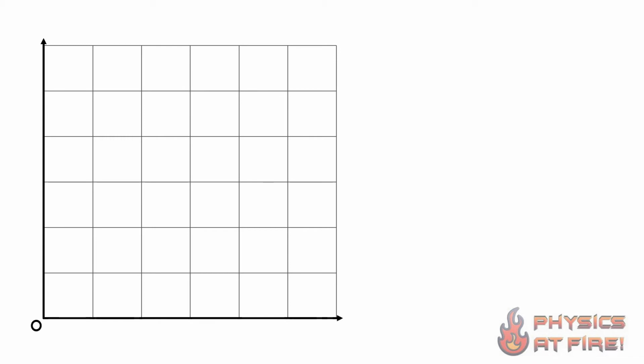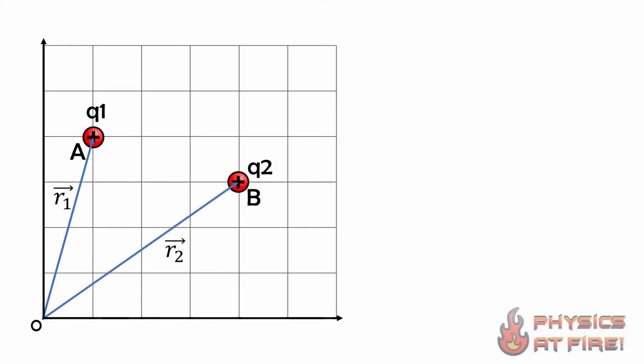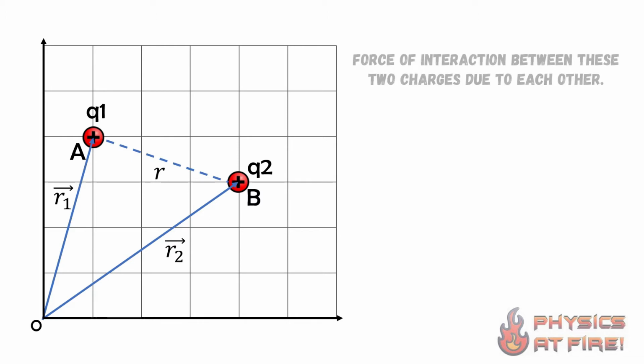To understand better, let's study in graphical form. Let's suppose two positive test point charges Q1 and Q2 at positions A and B, and for their position vectors, let's suppose R1 vector for A and R2 vector for B from the origin, and let the separation between them be R. We have to find the force of interaction between these two charges due to each other.